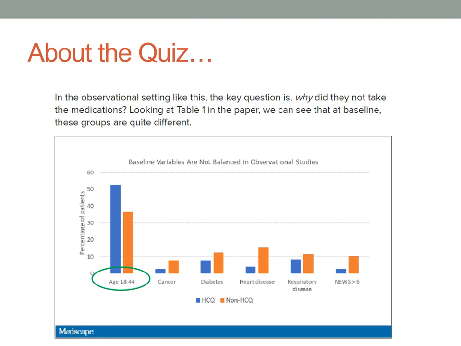So if you missed points because you didn't say yes, the people in the hydroxychloroquine group were younger in general than those in the other group, I will go through and manually adjust those points. That was my bad. So as we continue, these things crop up from time to time. So if you see something where you're like, I don't see how I was supposed to answer that question, it doesn't make sense to me, let me know. All right. Any other questions about the quiz? Yeah.